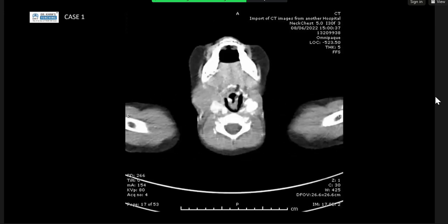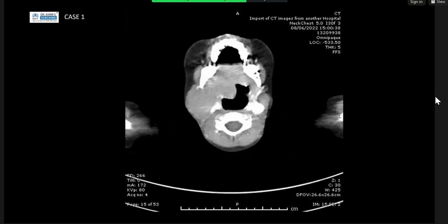Sorry, there's a few more images here. So in my head, I would be thinking of course, it's head and neck. Are we thinking of something like what you said, the lymphoma? Of course, the history would be one that would help us. So this is a swelling that's been there for quite a while, for about 6 to 8 weeks.